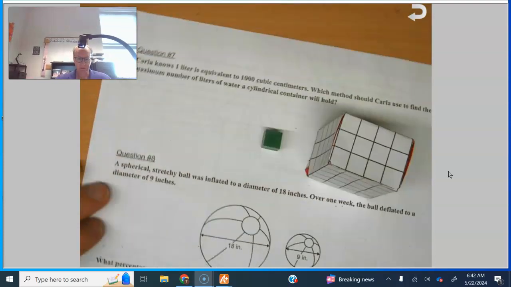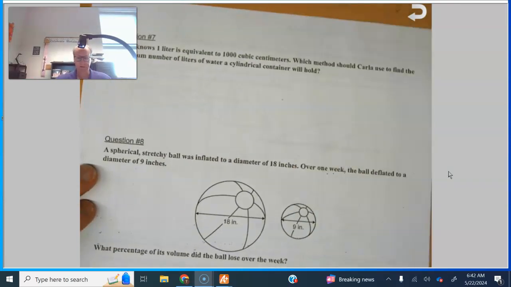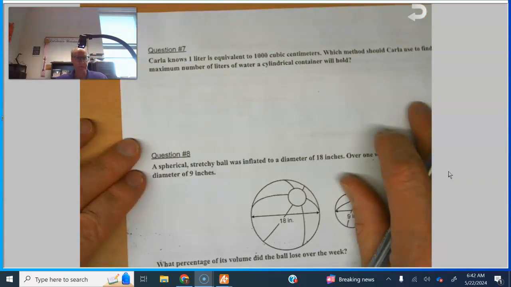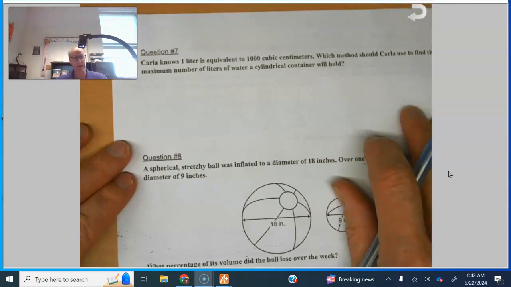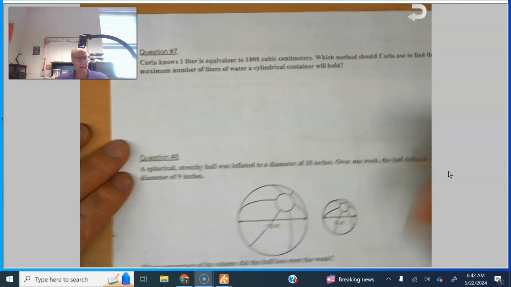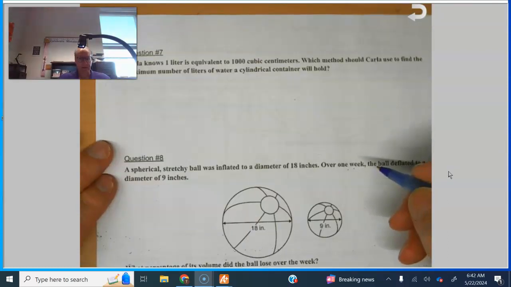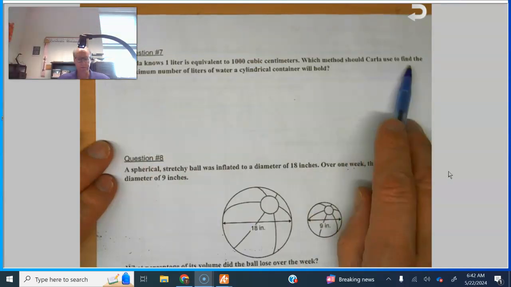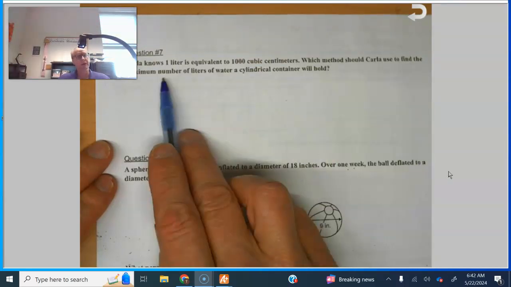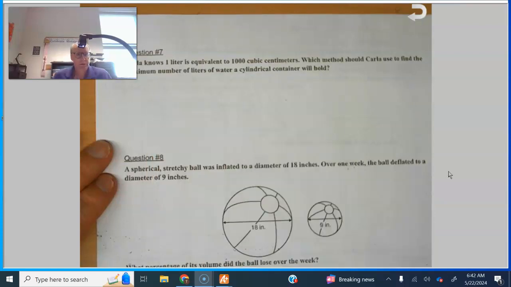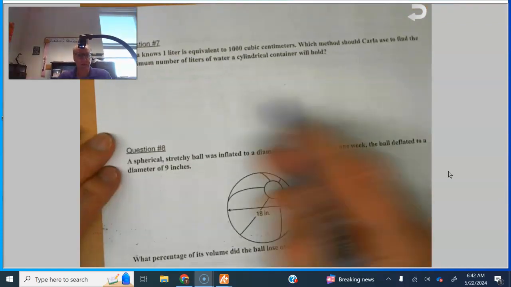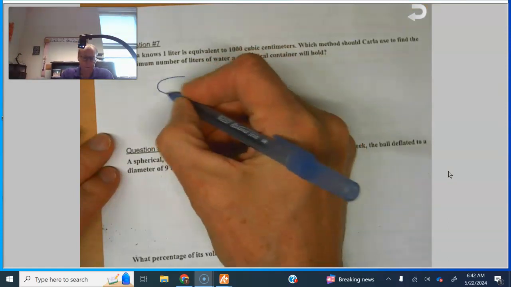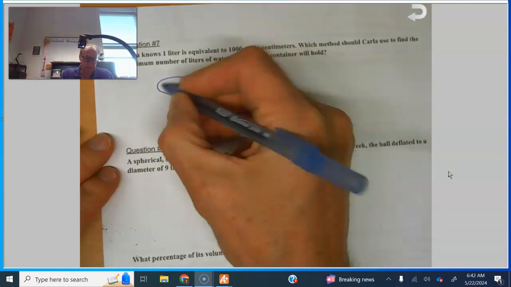Now, the question in this one says that we have a cylinder, and we can find the volume of a cylinder in much the same way that we find the volume of a prism. We take the area of the base times the height. Now, it says, what method would we use to find the maximum number of liters of water a cylindrical container will hold, if we know its dimensions in centimeters?